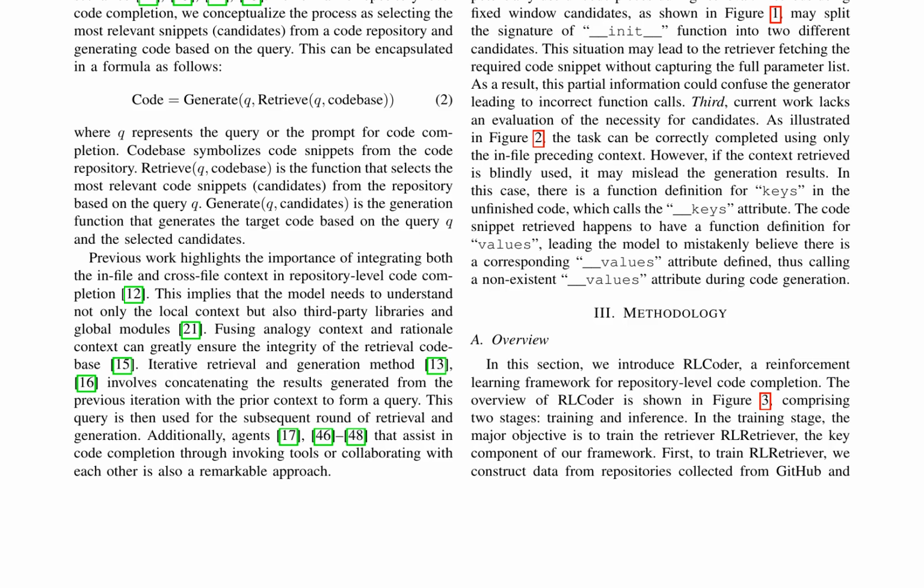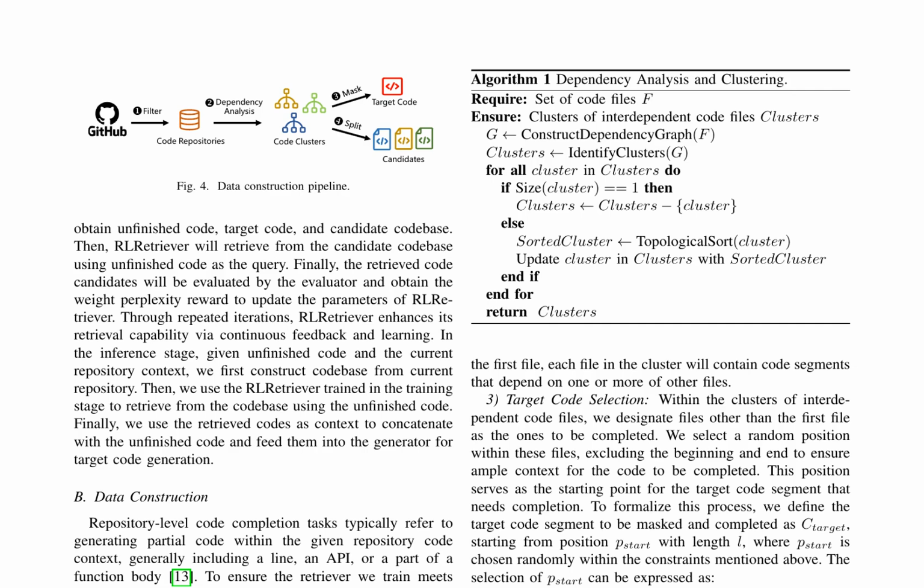In the training stage, the authors construct data from GitHub repositories, obtain unfinished code, target code, and candidate codebase, and train the retriever, RL retriever, using reinforcement learning. In the inference stage, given an unfinished code and the current repository context, the authors use the trained RL retriever to retrieve relevant code from the codebase and then feed this context to a generator for target code generation.